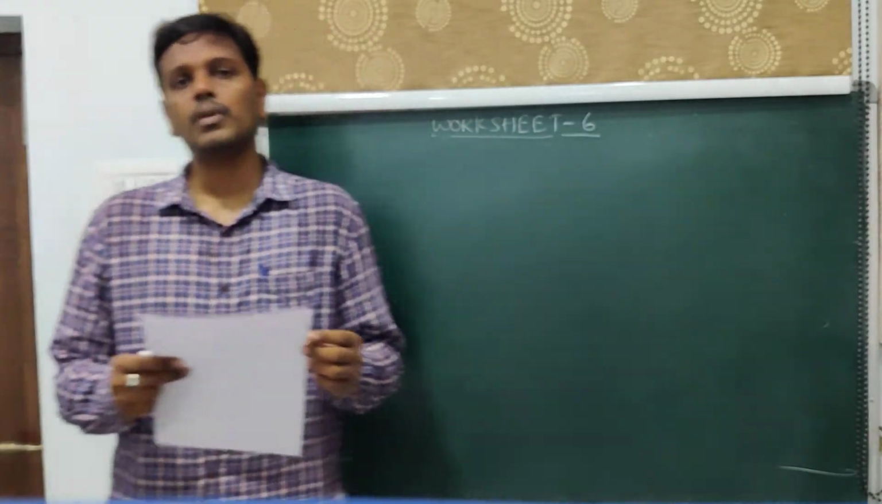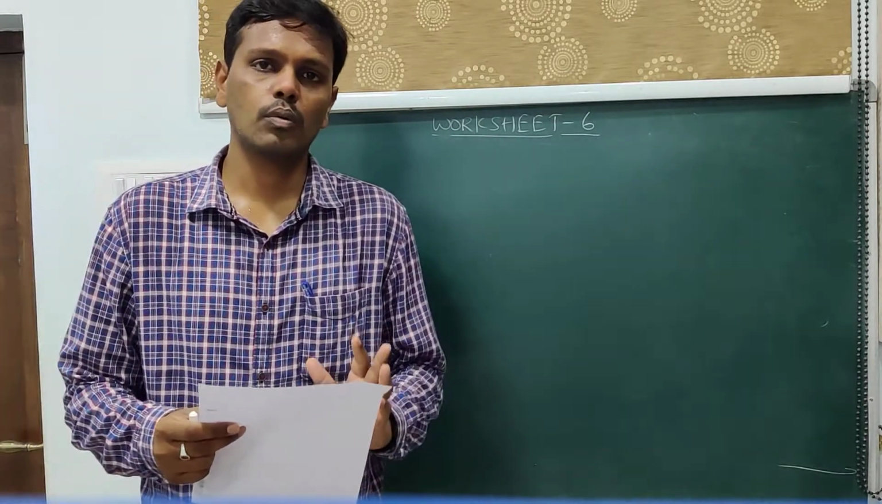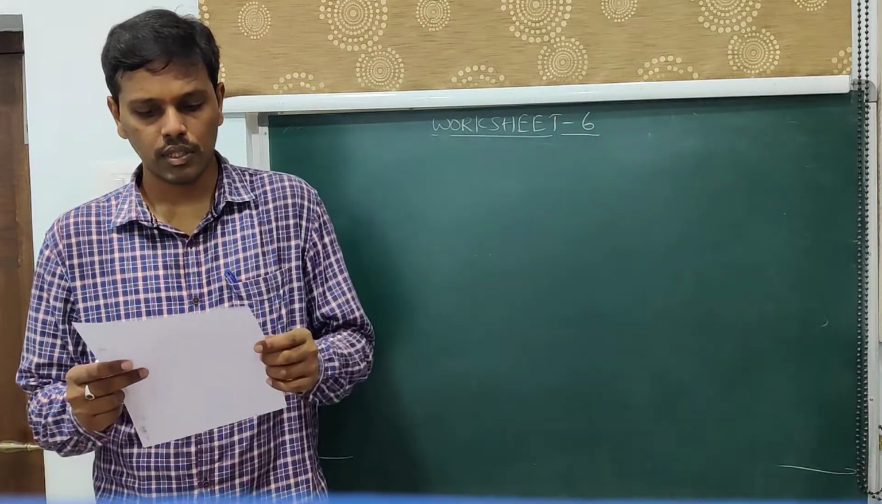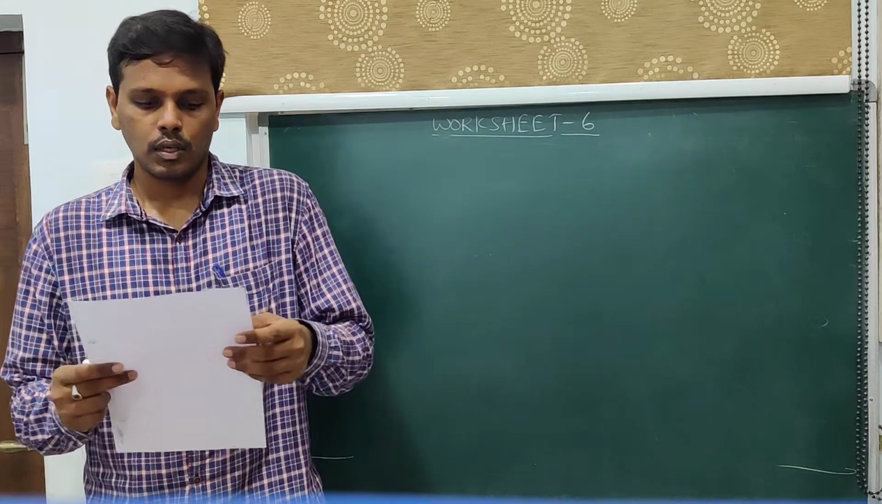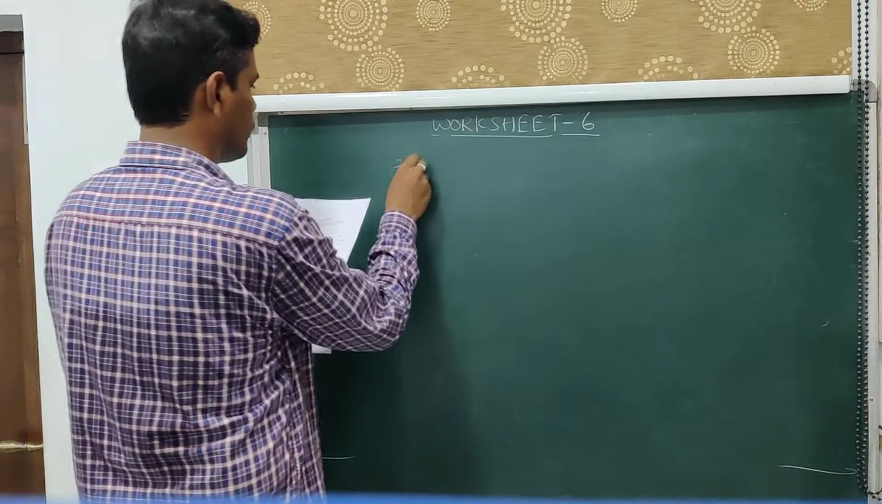Next, define a composite number and give an example. Any number greater than 1 which is not prime is called a composite. Examples: 4, 16. All those numbers come under the category of composite numbers. Next, explain why 7 into 11 into 13 plus 13 is a composite number.